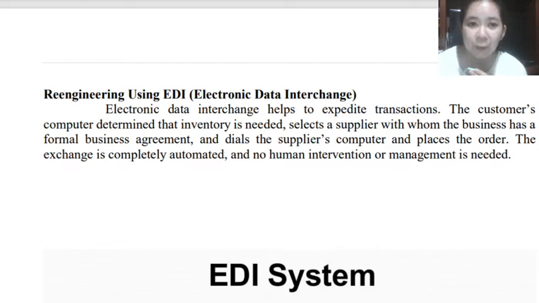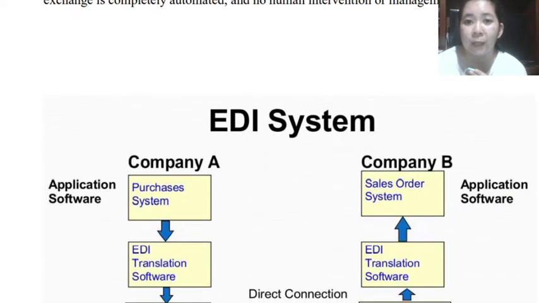So if the computer determines that the level of inventory needs reordering, they will select the supplier from whom it will be bought, and then it will dial the supplier automatically to place the order. So the exchange is completely automated, and there is no human intervention or management needed here. This is automatic because there are some prerequisites that need to be satisfied before such can go through or can be processed.